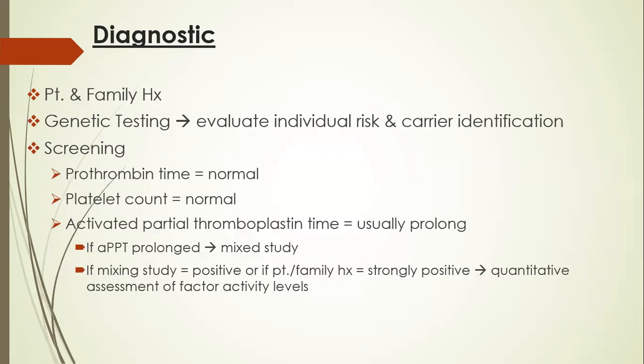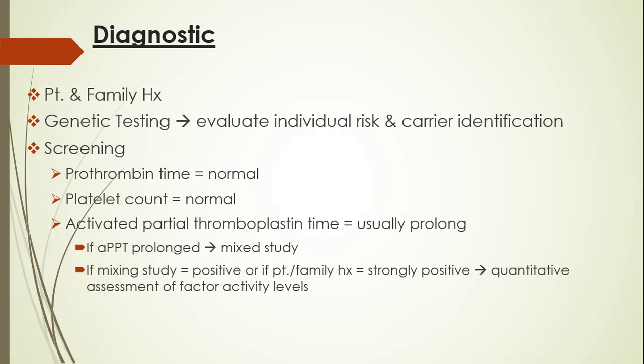And now for diagnostics, so it's usually patient and family history. Genetic testing can also be done to evaluate the individual risk as well as to identify carriers. Screening prothrombin time will usually be normal. Platelet count should be normal. However, the activated partial thromboplastin time should be prolonged, as mentioned before.